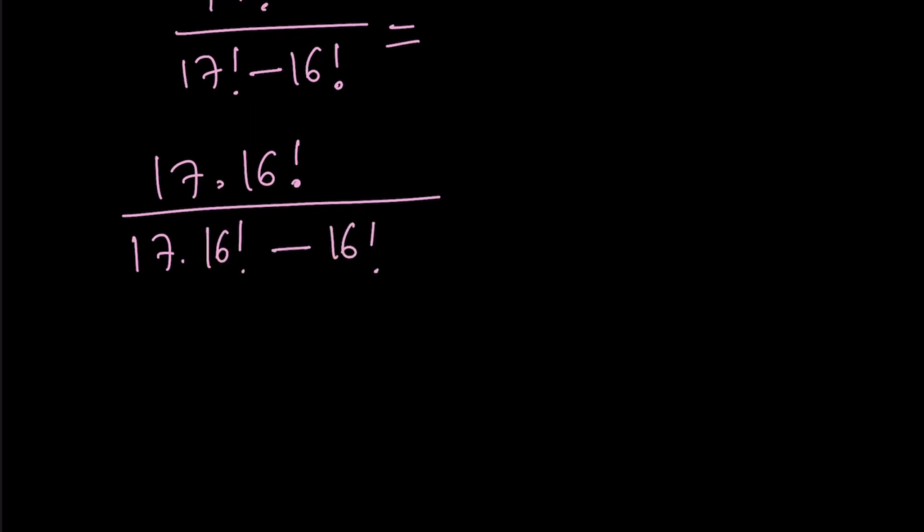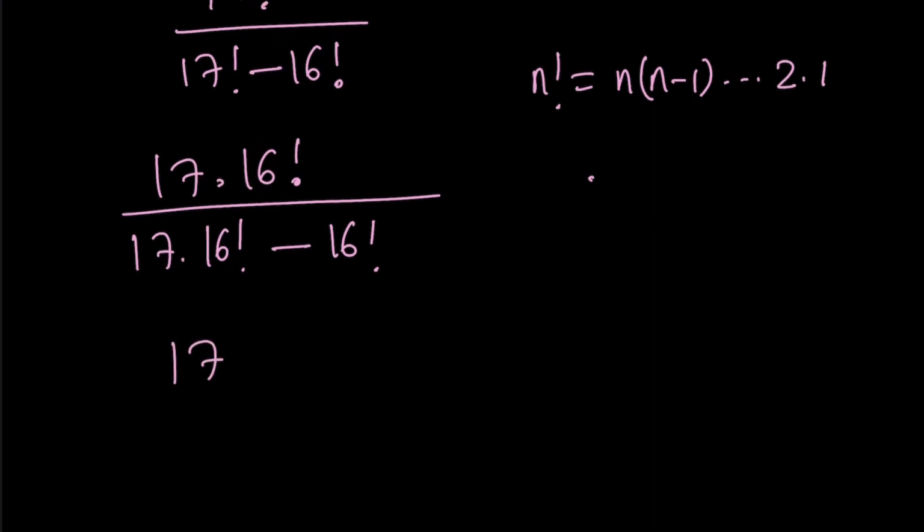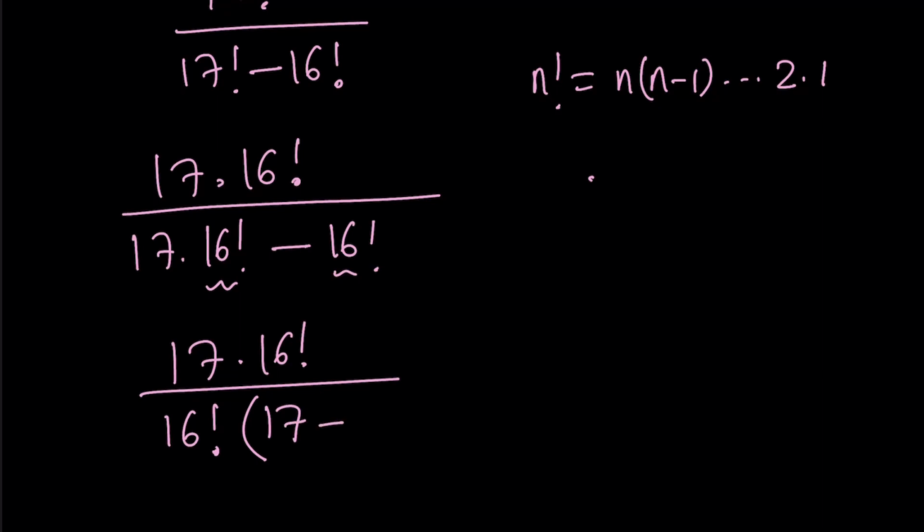By definition, if you remember the definition, n factorial is defined as n times n minus 1 dot dot dot all the way down to 1. That is the product. So now we can just write it as 17 times 16 factorial, and in the denominator we can take out a common factor, 16 factorial, and inside the parentheses we're going to have 17 minus 1.